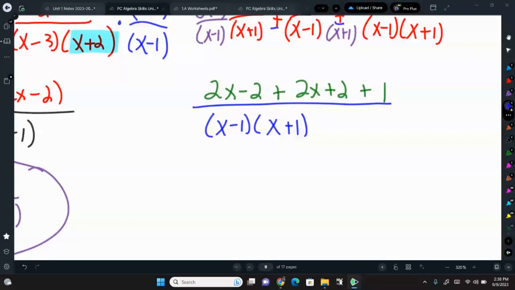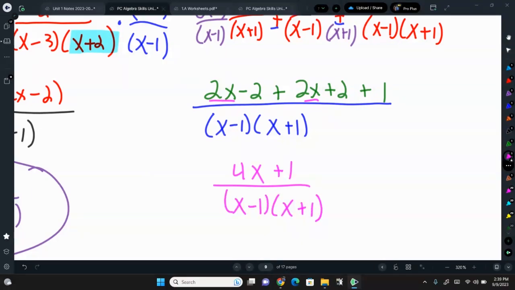So that numerator, we want to combine our like terms. We have 2x plus 2x, so that's 4x. And then we have negative 2 plus 1, which is negative 1, all over x minus 1 times x plus 1. And again, if we could factor the numerator to cancel something out, we would do that. But in this instance, we cannot do that.